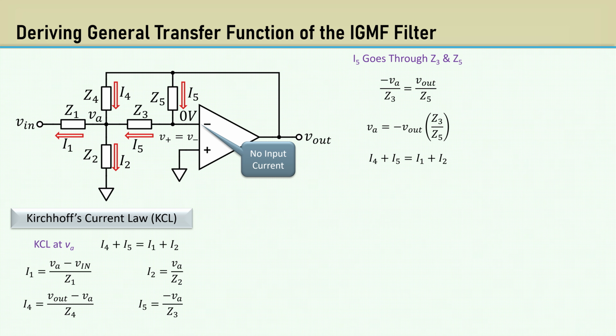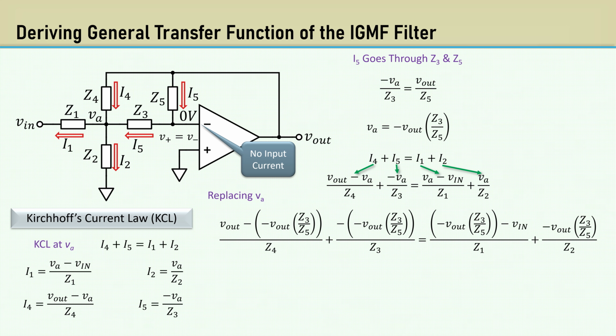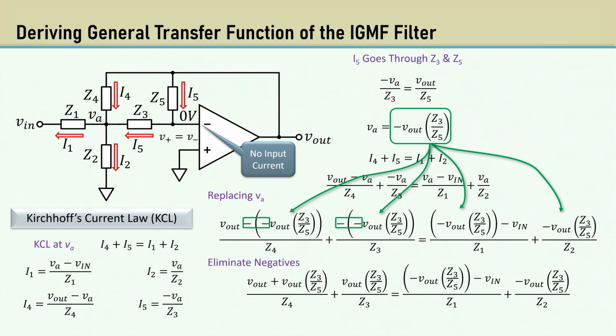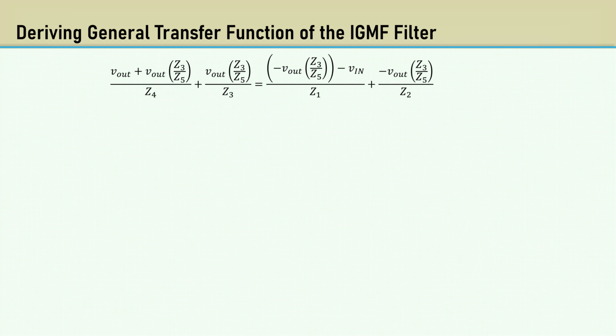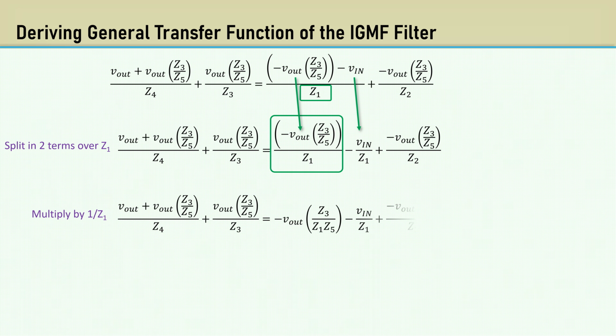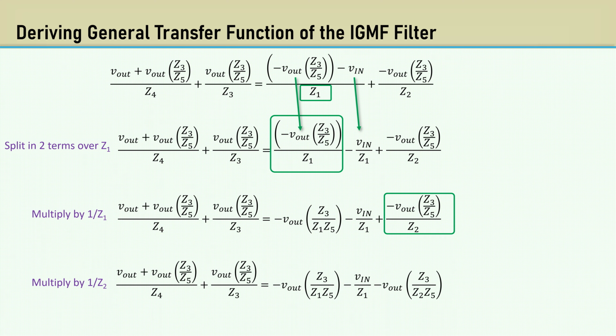Using the KCL equation we wrote, we can substitute the currents for I4, I5, I1, and I2. Then replacing every occurrence of VA with the equation above, we get this. There are minus signs here, and we can eliminate those. The term with Z1 can be split into 2 separate terms. This fraction can be eliminated by multiplying the numerator and denominator by 1 over Z1. This fraction can be eliminated by multiplying the numerator and denominator by 1 over Z2.